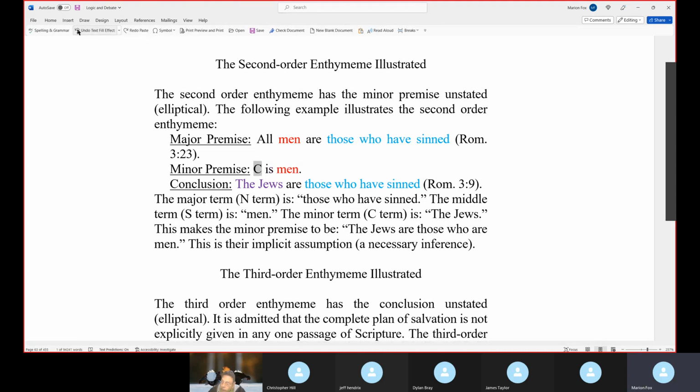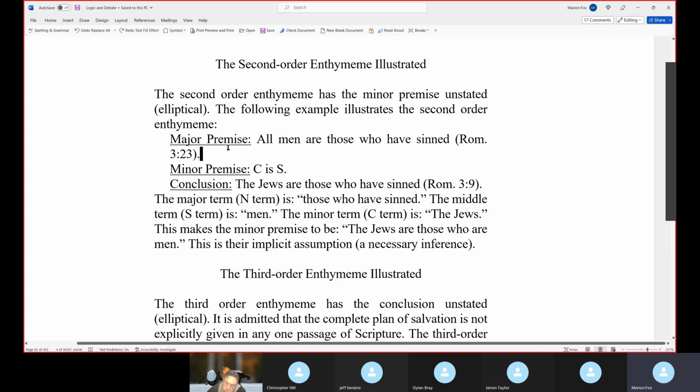So let's do this. What about the case of some Jews are women? Are we thinking the minor premise is some Jews are men? I think right here, the word men is used for mankind in general. Okay. All right. Context. I can buy that. Thank you. All right. Now, we don't have this minor premise very often.